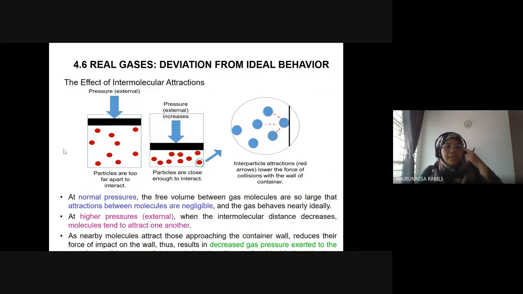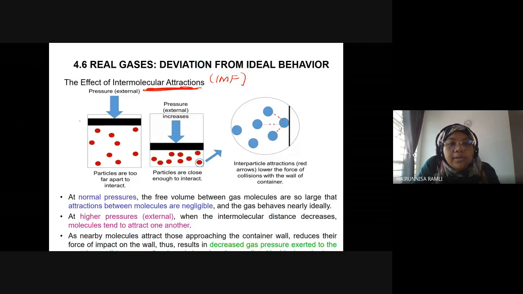So, explanation dia adalah, ni sebenarnya basically gambar yang sama dengan saya tunjuk sebelum ni kan. Okay, so this one saya nak explain in terms of intermolecular interaction dulu, atau intermolecular forces, sama lah, IMF tu. Okay, so this is the normal pressure, pressure asal dia. Kita tahu pressure external ni dalam keadaan macam ni lah. Kita tahu particles, you tengok, particles are too far apart to interact. So tak ada interaction kat sini.